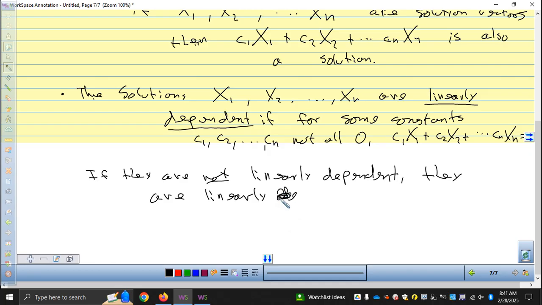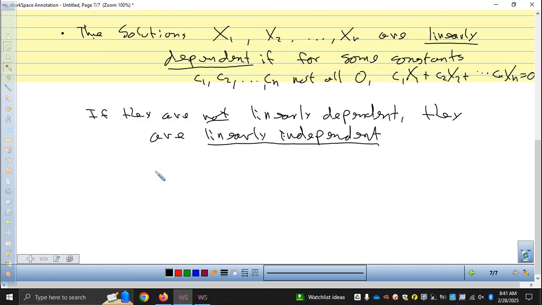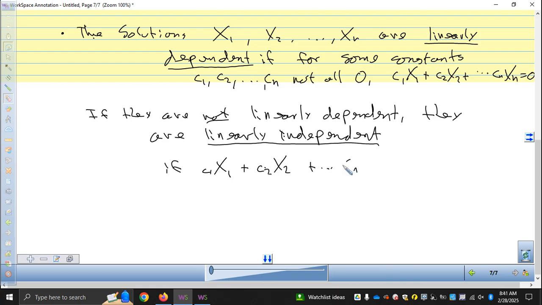Linearly independent. And that would mean if C1 x1 plus C2 x2 plus dot dot dot plus Cn xn equals 0, then all the constants are 0.